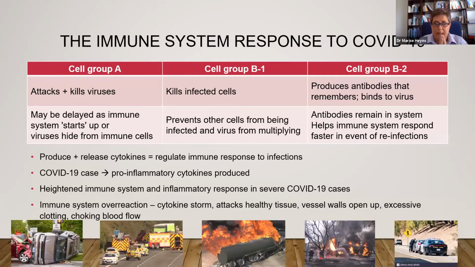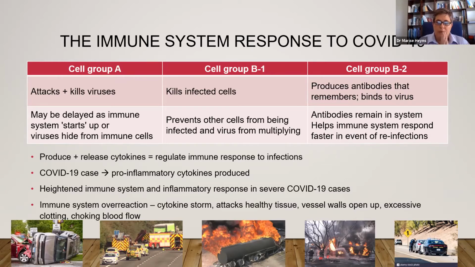But one of the things that happens is the moment your immune system picks up that it needs to fight off a virus, it produces and releases what we call cytokines. And the cytokines will regulate your response to infections. So what we have with COVID-19 is that there's a specific cytokine called the pro-inflammatory cytokine that's produced. And you will then have a heightened immune system and inflammatory response in your very severe COVID-19 cases.